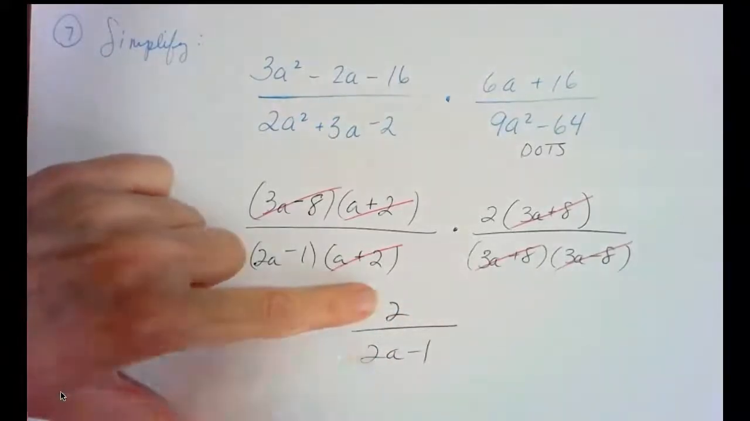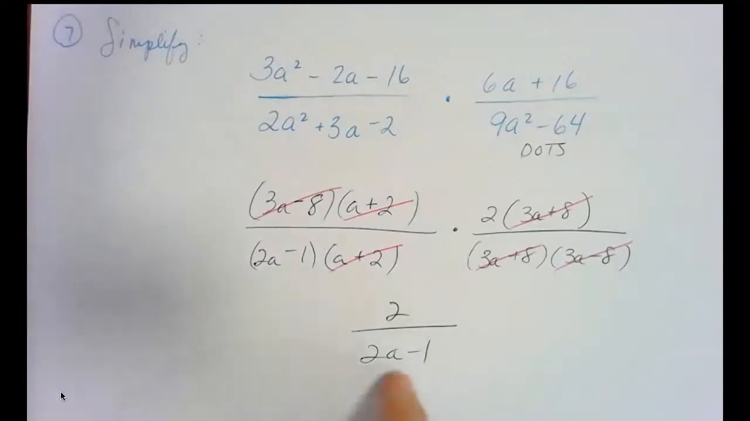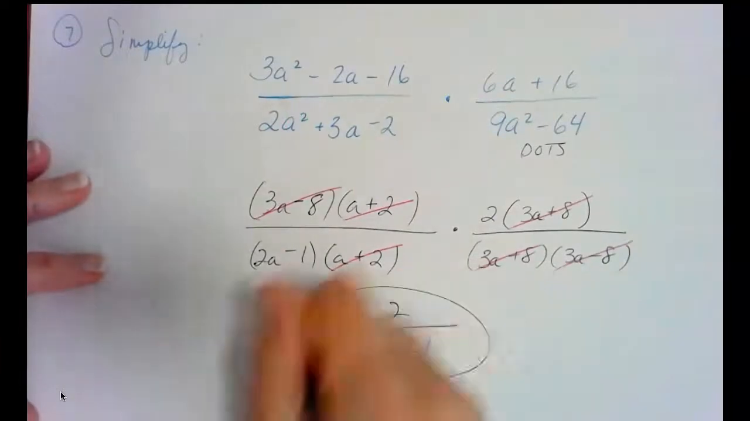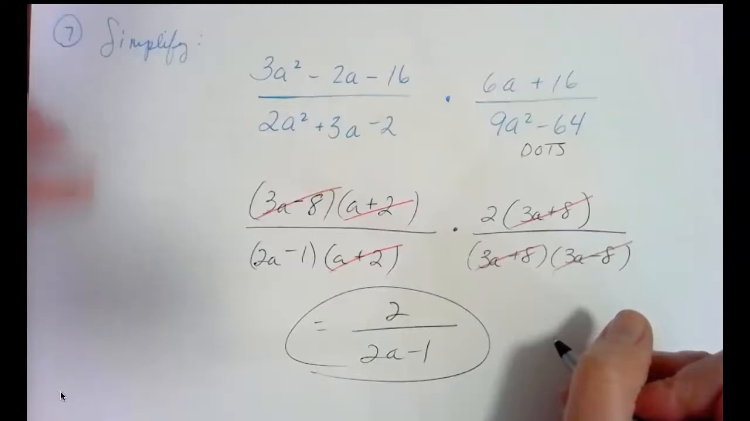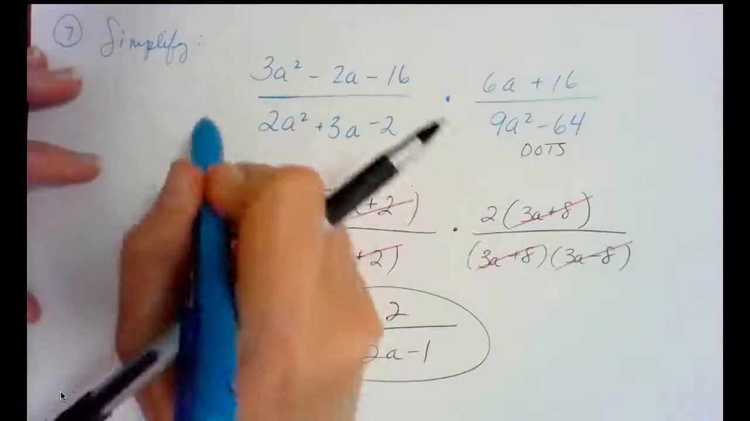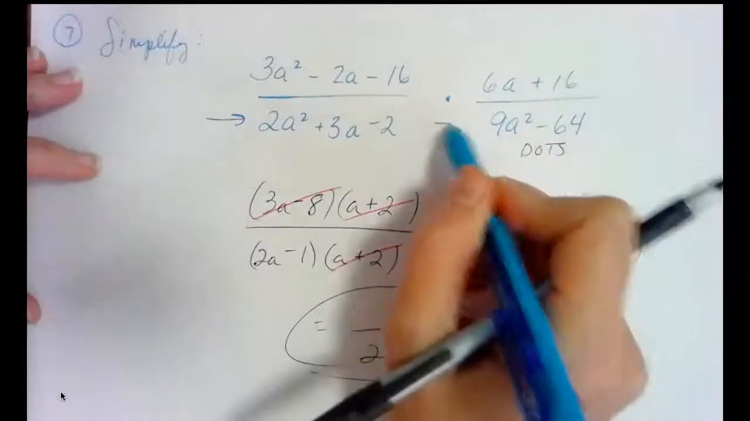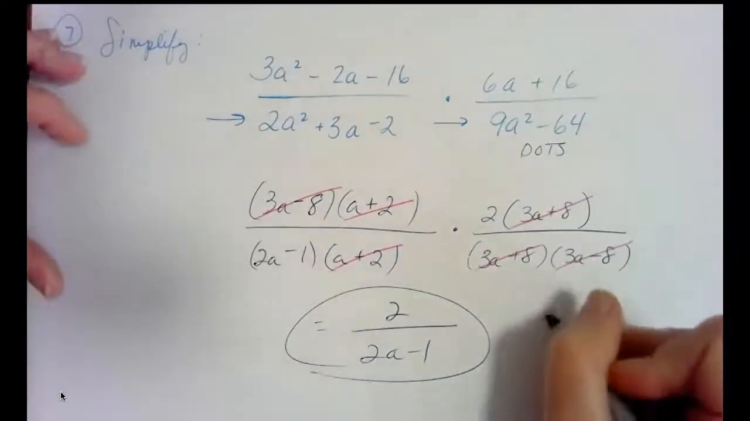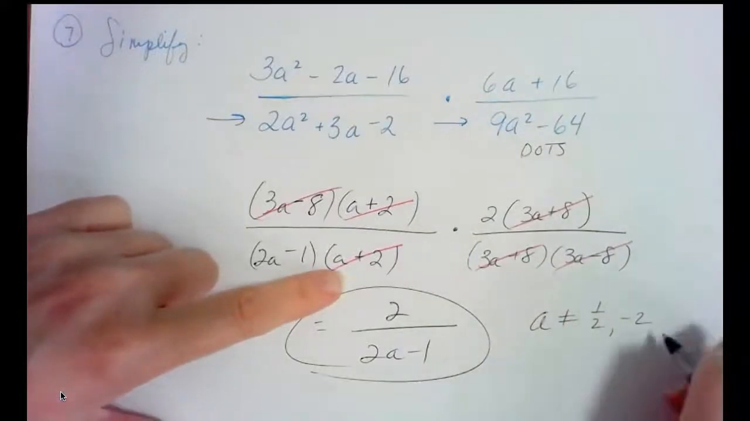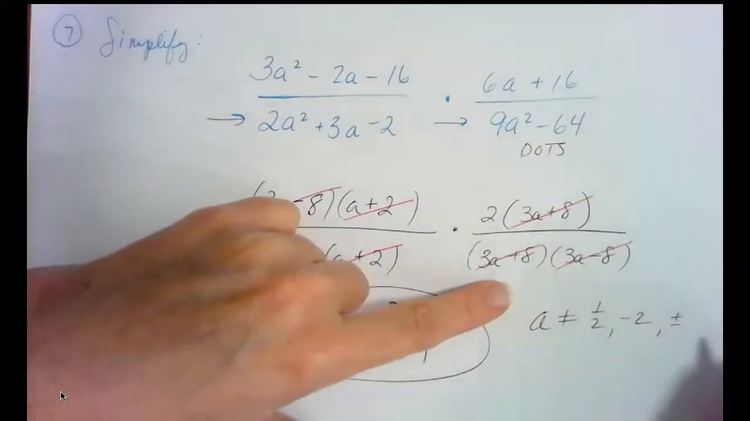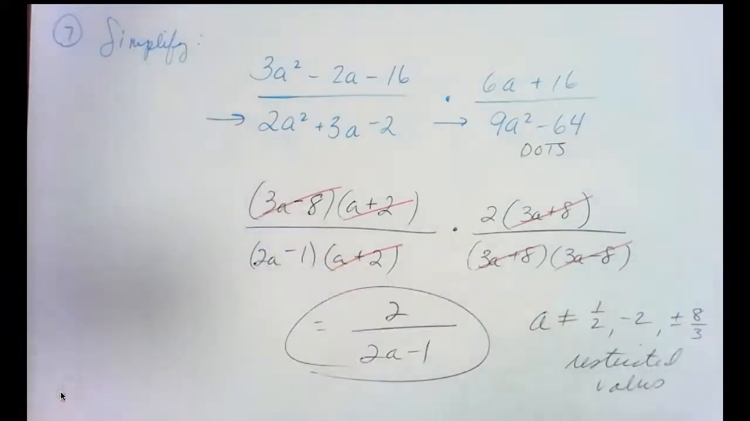Will those 2's cancel? No. Why? Because you can't factor. Nothing will factor out of that bottom, therefore that is the answer. We do have some restricted values here. So the restricted values are going to be found by the factors of the two denominators. So what can a not equal? It cannot equal 1/2. It cannot equal -2. And it cannot equal plus or minus 8/3. Those are your restricted values.